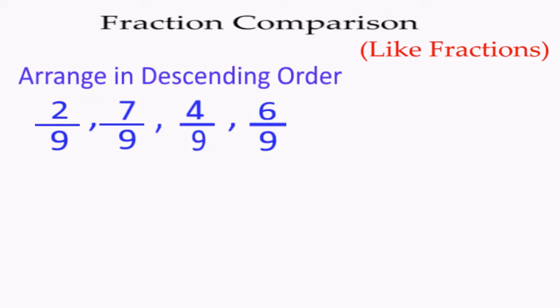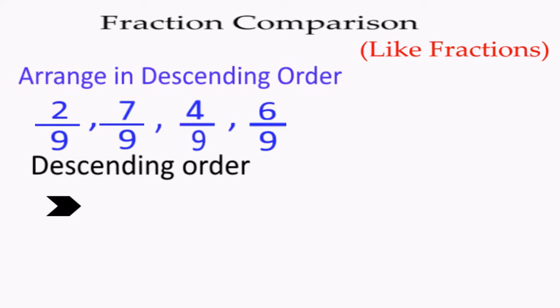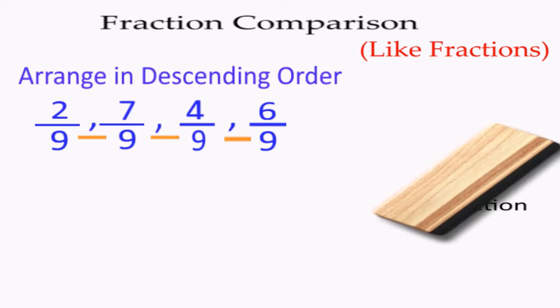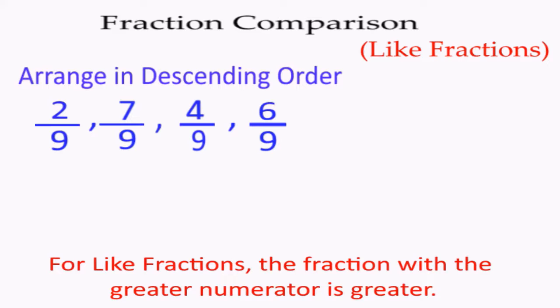Let us do another example. Arrange the fractions 2 by 9, 7 by 9, 4 by 9 and 6 by 9 in descending order. Descending order means arranged from the largest to the smallest fraction. Since the given fractions are all like fractions, that is, fractions with the same denominators, apply the fraction comparison rule for like fractions. The rule says that for like fractions, the fraction with the greater numerator is greater.